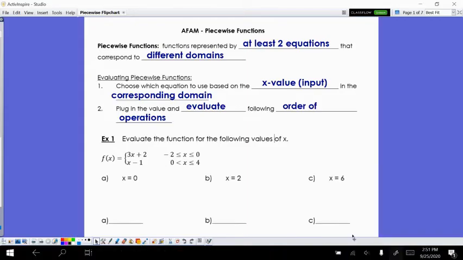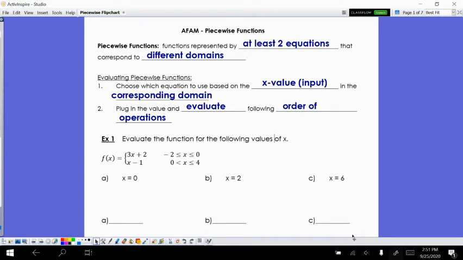Alright, welcome to our lesson on piecewise functions. A piecewise function is defined by its name: pieces of at least two equations, and we're going to graph those or evaluate those based on different domains, different places where they exist on the graph. The first thing we're going to do is to evaluate piecewise functions.